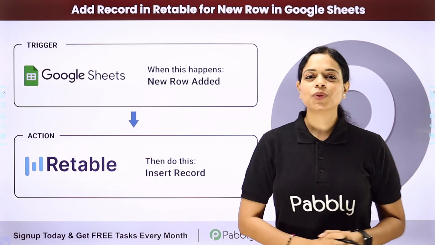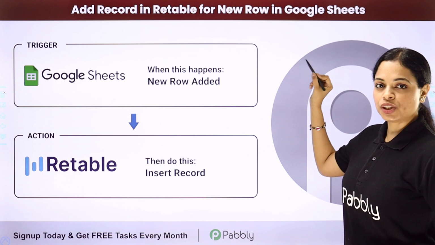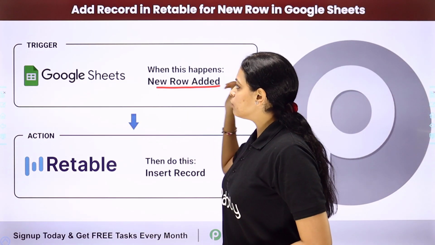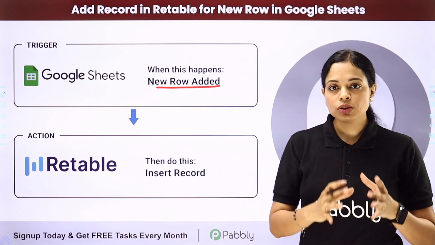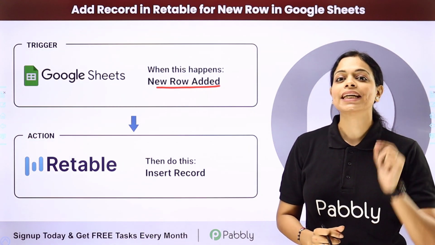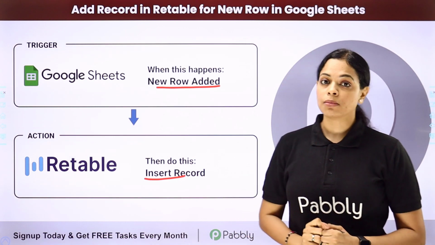In this video, we are going to understand how to add record in Retable for a new row in Google Sheets. So our objective is every time a new row is added with some information in our Google Sheet, let's say it's about a new task, then automatically the same information should be embedded as a new record in an existing project in Retable, which is a data management software.